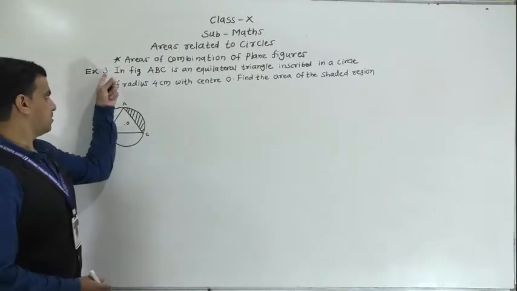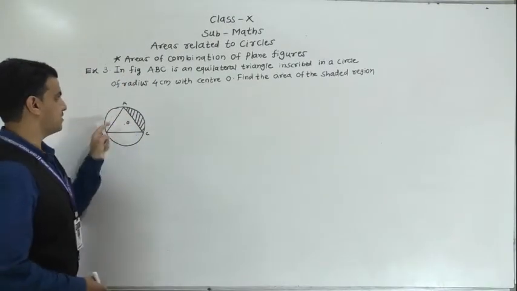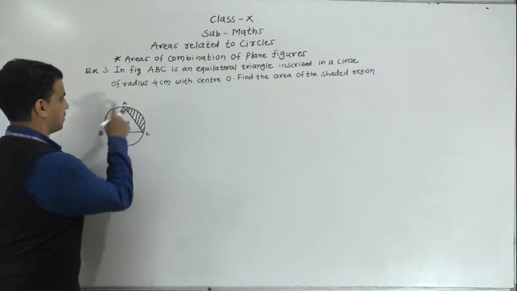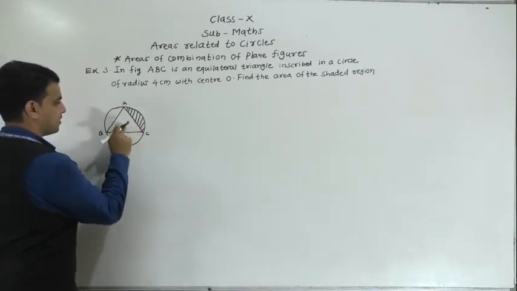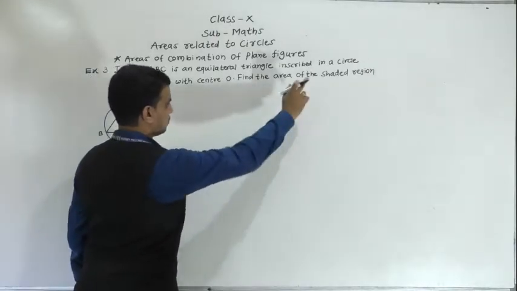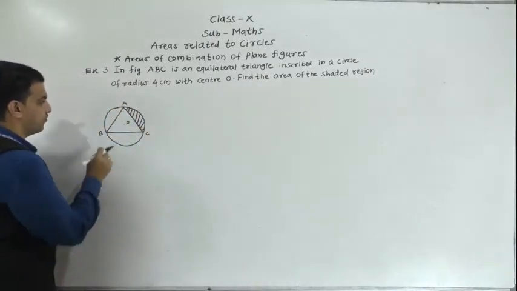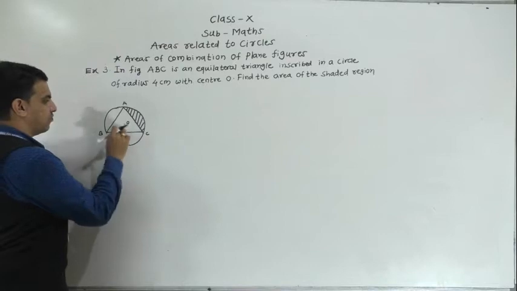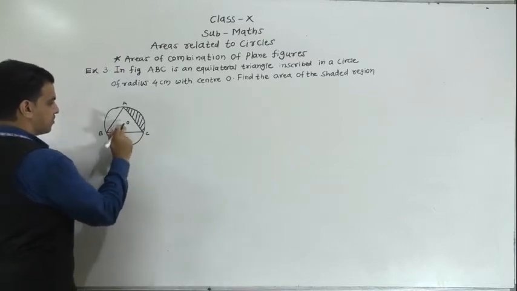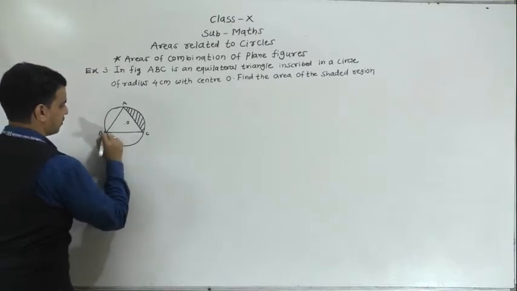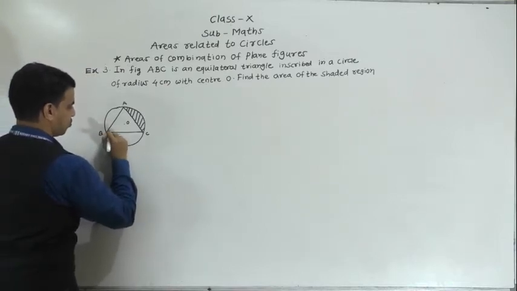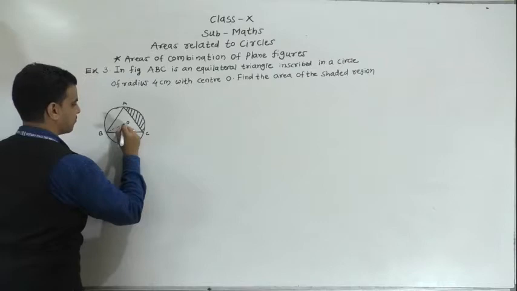Example third is, in the figure ABC is an equilateral triangle inscribed in a circle of radius 4 cm, and the center is O. Find the area of the shaded region, okay? So here we don't know the side of triangle ABC. So first we will find the side of the equilateral triangle. So for that, I'm joining this OB and OC. Okay.